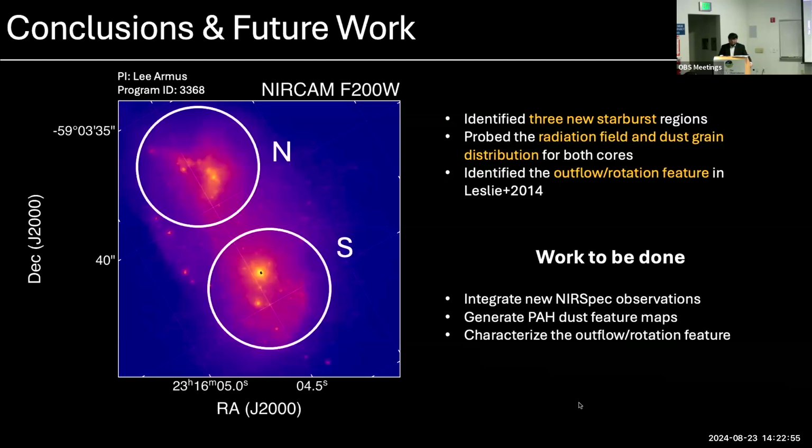And so work still needs to be done to try to identify and constrain whether or not this could be a bipolar AGN outflow, or maybe part of the disk that we're seeing from one of the progenitor galaxies. And so we need to characterize that outflow and that rotation feature. We also want to generate PAH dust feature maps, and we want to integrate some newly taken NIRSpec data for this target. So there are lots of avenues of investigation for the future for this target, and I'm really excited to continue working on it. So that's where we're at right now, and I'm happy to take on questions.